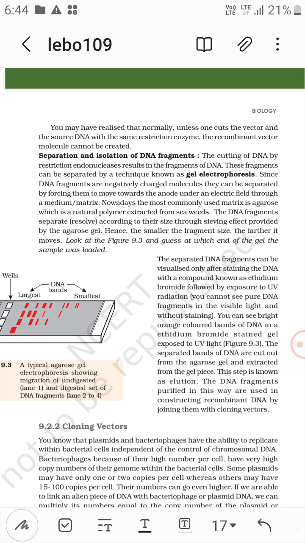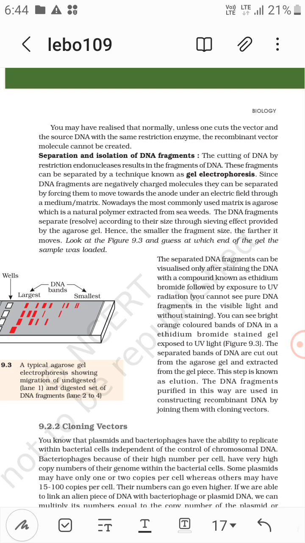Now, separation and isolation of DNA fragments. Cutting of DNA by restriction endonucleases results in fragments of DNA. These fragments can be separated by a technique known as gel electrophoresis. Since DNA fragments are negatively charged molecules, they can be separated by forcing them to move towards the anode. The anode is positive and DNA is negative, so it moves towards the anode under an electric field through a medium matrix.